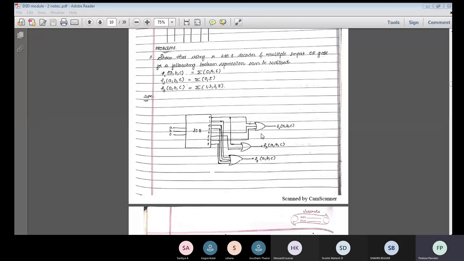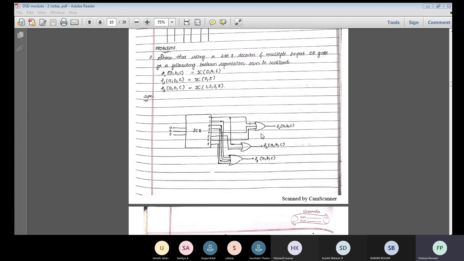So now we will see problems on decoders. Yesterday we have seen decoder. What is 2 to 4 decoder? What is 3 to 8 decoder? If suppose you are having two inputs, you will have 4 outputs, that is 2 raised to 2, you will be having 4 outputs. In the same way, if you are having 3 inputs, you will be having 2 raised to 3, that is 8 outputs. So now they have given one problem.